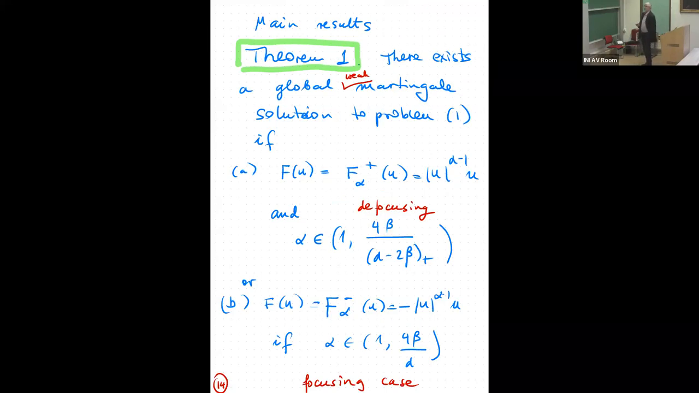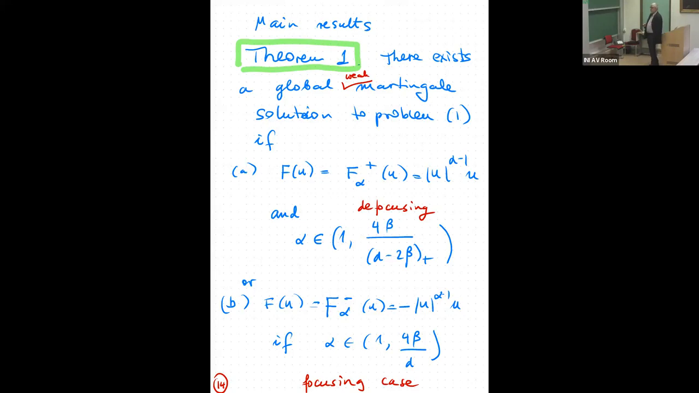So what is the main result here? So Theorem 1 is exactly the same. There exists a global weak martingale solution. I added the word weak here because sometimes people have different definitions, and I will not repeat the definition because it is standard. So when this global weak martingale solution exists, we have these two cases. We consider the defocusing case, where f of u has the positive sign in this expression, and then exactly the condition which I mentioned on the other slide is satisfied. So if alpha is up to this number, then there exists a global weak martingale solution.